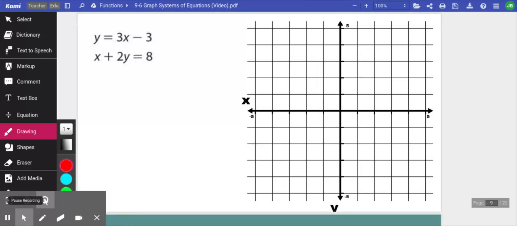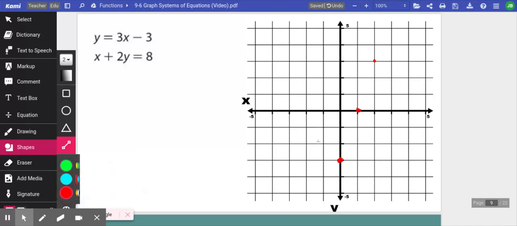Now, sometimes we are going to have a situation like this, and this is our second example. In this example, we notice that our first equation is in slope-intercept form, and I'm going to graph it. It tells me to have a y-intercept of negative 3 and a slope of 3. So that means up 3 over 1, up 3 over 1. And I can't move down either. So I'm going to draw my line now.